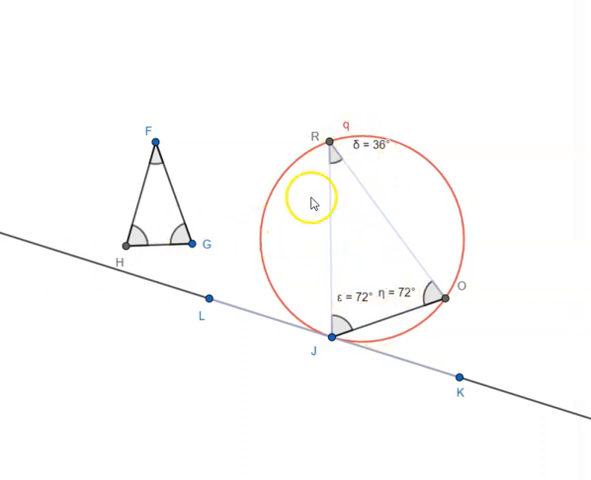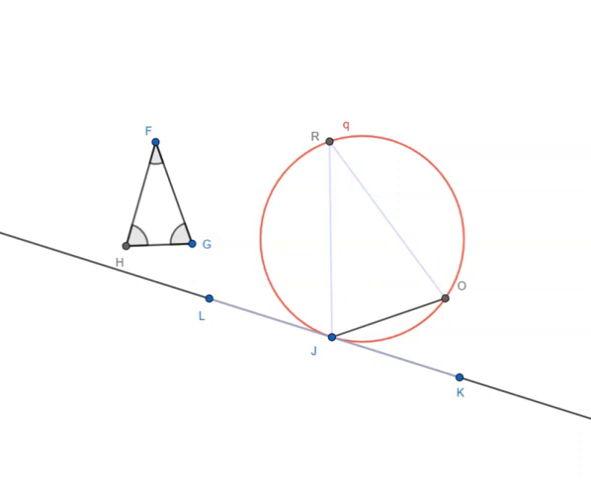Remember, in Euclid's Elements, we don't have angle measurements. Okay, this is only for your reference. Okay, now what do we do? Now we bisect angle OJR and we bisect ROJ. We bisect this angle and this angle. Remember, this is 72 degrees. So if we bisect it, we will get 36, 36.